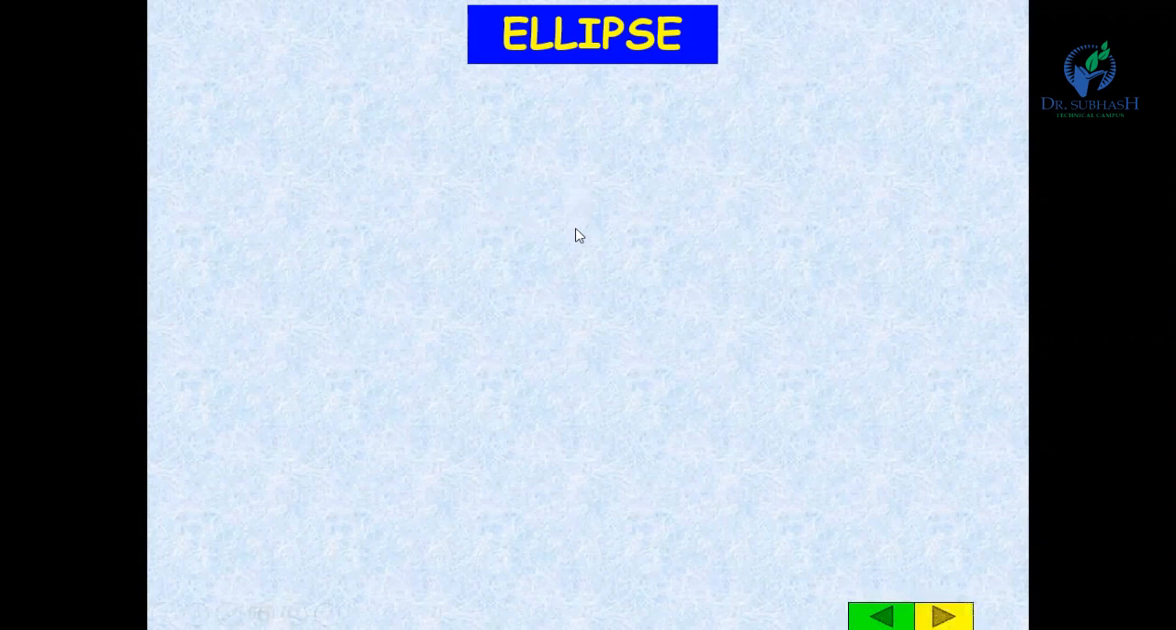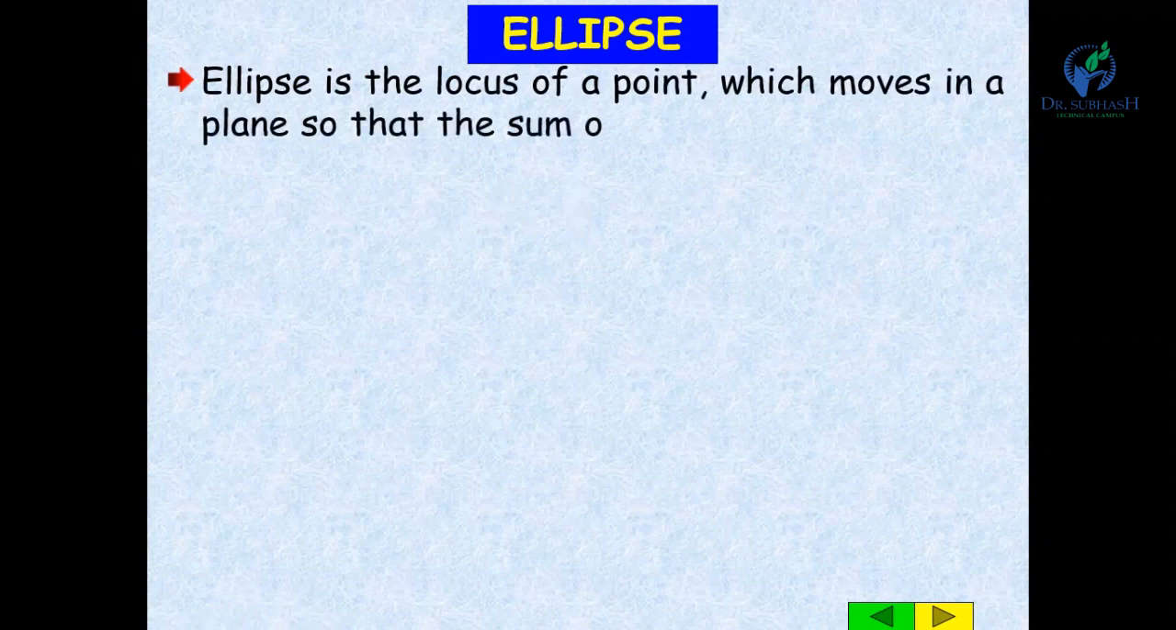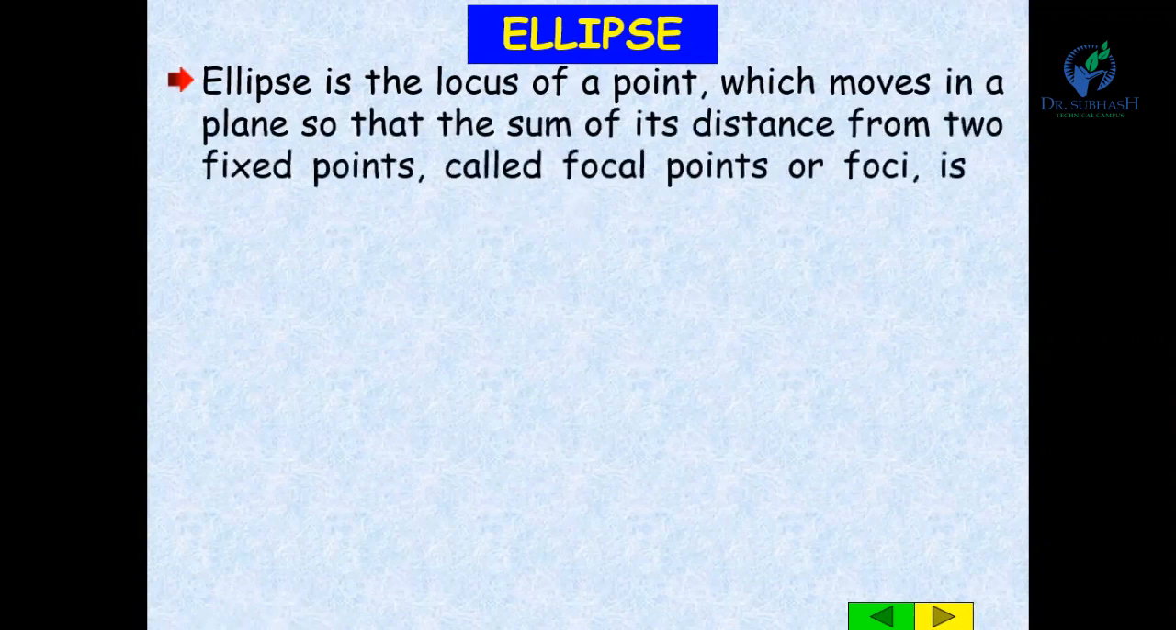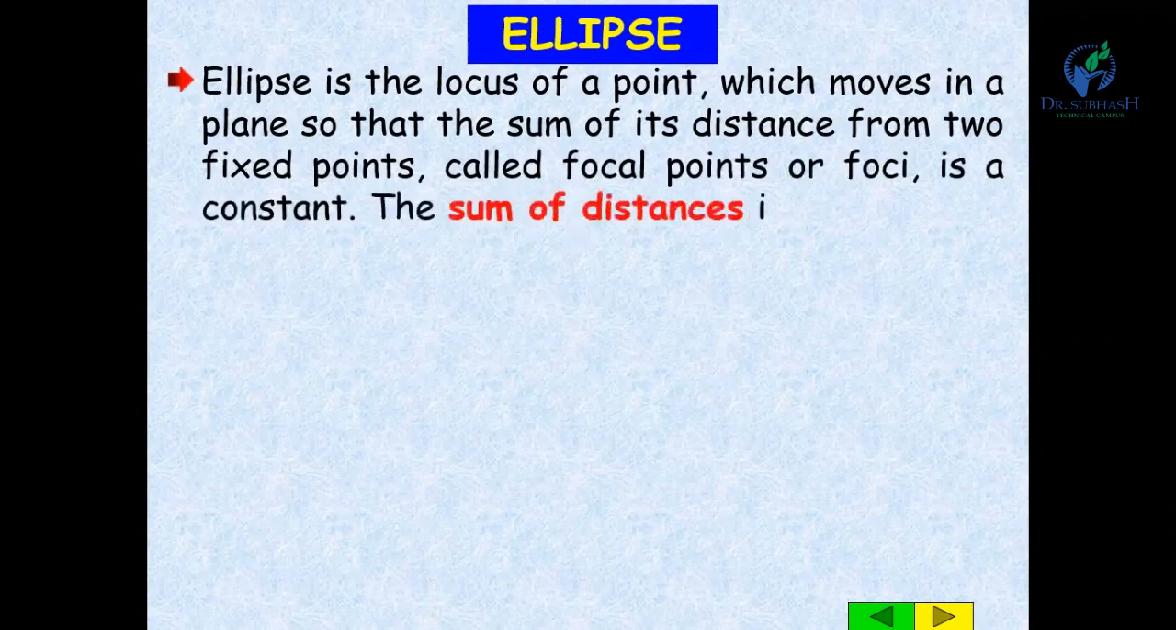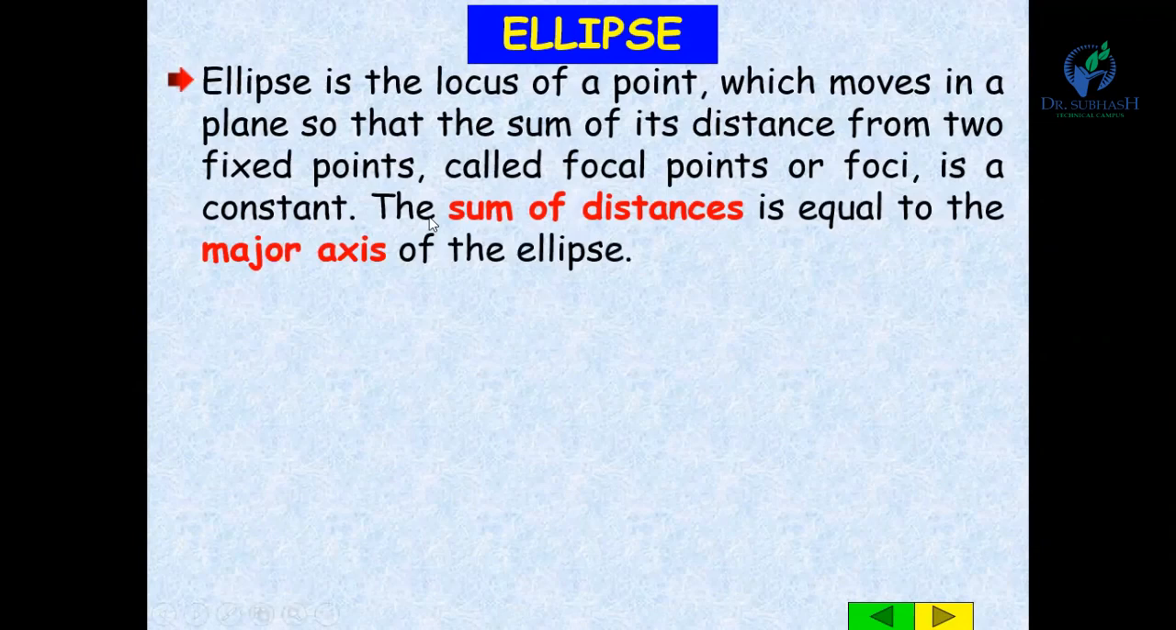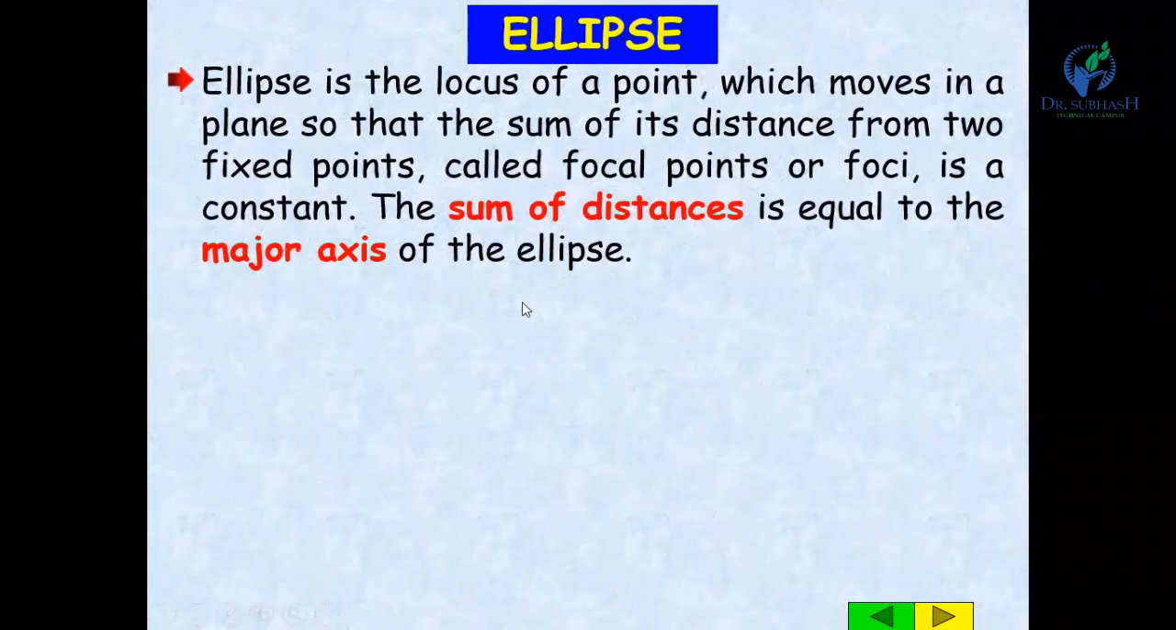Another definition of the ellipse is: an ellipse is the locus of a point which moves in a plane so that the sum of its distances from two fixed points, called the focal points or foci, is constant, and the sum of distances is equal to the major axis of the ellipse. Now let us understand this definition.